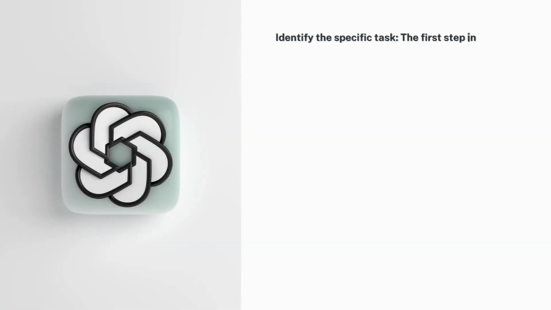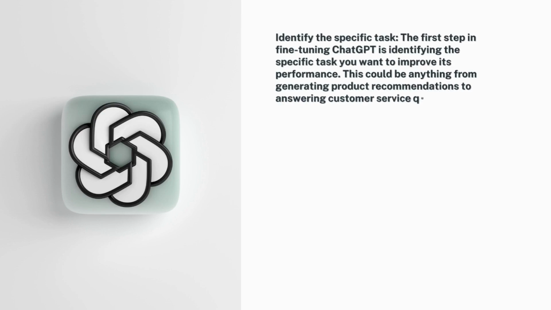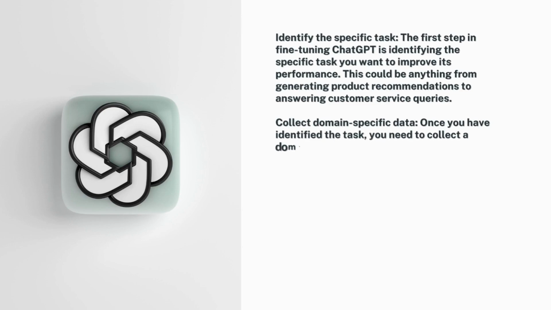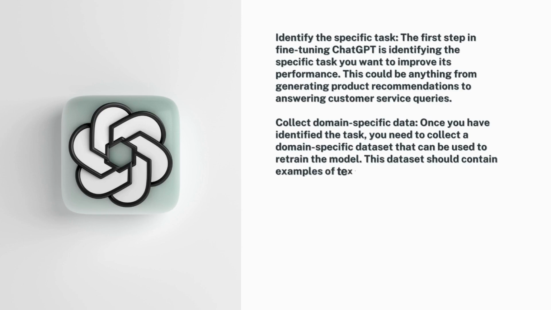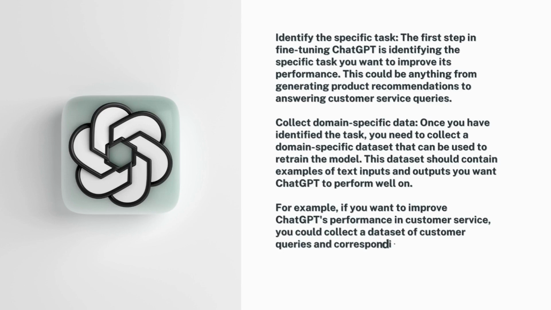Identify the specific task. The first step in fine-tuning ChatGPT is identifying the specific task you want to improve its performance. This could be anything from generating product recommendations to answering customer service queries. Collect domain-specific data. Once you have identified the task, you need to collect a domain-specific dataset that can be used to retrain the model. This dataset should contain examples of text inputs and outputs you want ChatGPT to perform well on. For example, if you want to improve ChatGPT's performance in customer service, you could collect a dataset of customer queries and corresponding responses from previous customer service interactions.